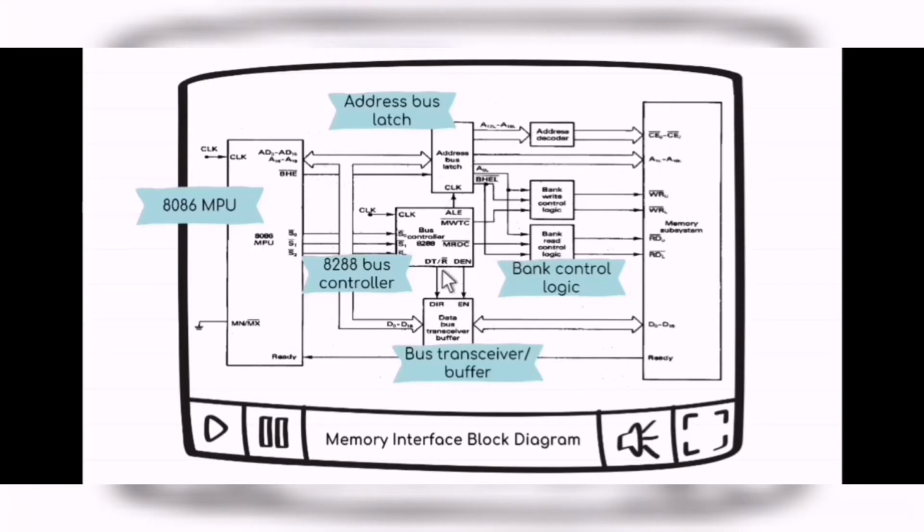Then we move to DT/R bar, which means data transmit or receive bar. Here, this is data enable, used to enable the data bus transceiver or buffer and set it for the transmit (write) or receive (read) direction.